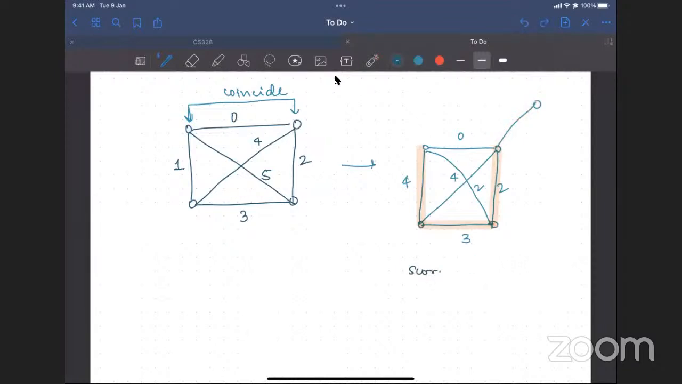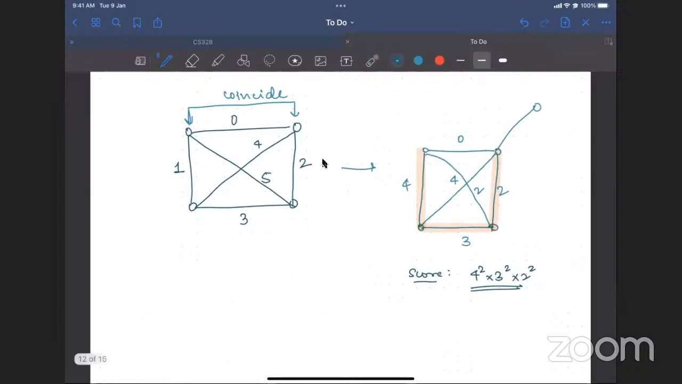So my final score would be 4 square, 3 square, and 2 square, right? So this is not 0. This is greater than 0. In fact, greater than 1. So I'm doing something right. So this is not a maximum spanning tree in the sense that it does not span all the vertices. Yeah. But the thing is, you are going to maximize the weight of the edges you take in a tree. So that's why you can run greedy algorithms.